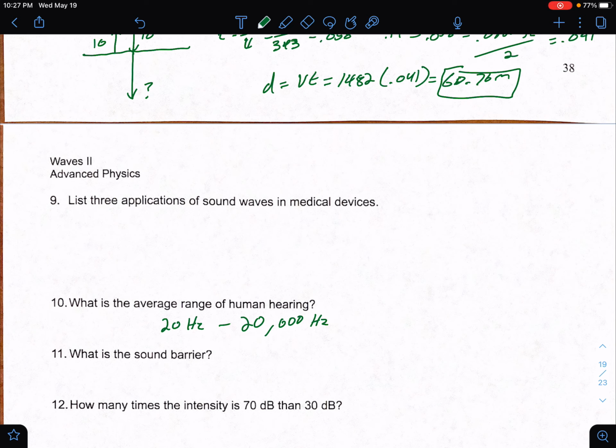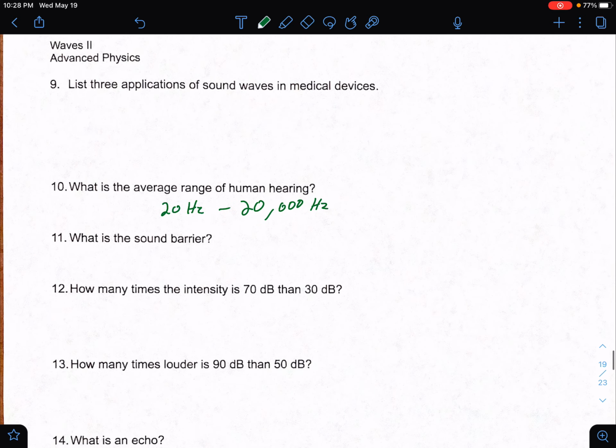Okay, so 11, what is a sound barrier? Okay, so basically it's just a sharp rise in aerodynamic drag that occurs when the aircraft is approaching the speed of sound. So what it does is basically create this giant cone of pressure. Okay, and whenever you break through the sound barrier, that's basically what it's doing, it's going through that cone of pressure and beating the speed of sound.